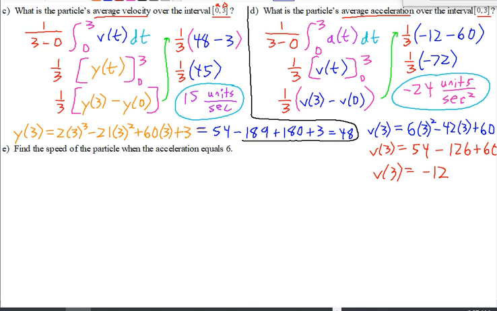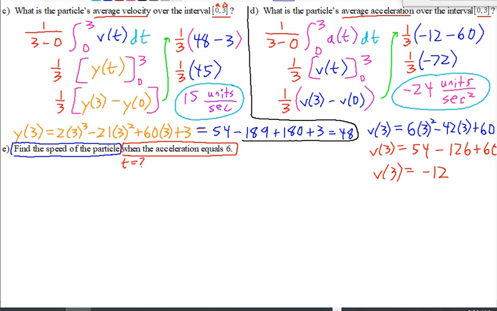Then part E on this one says find the speed of the particle. That's our end objective. But we have to find it when the acceleration equals 6. Whenever you see "when," that means you're solving for time. So we first need to find the time when the acceleration is 6.